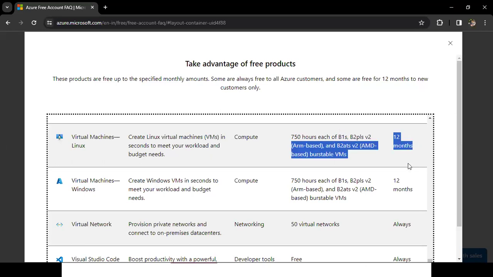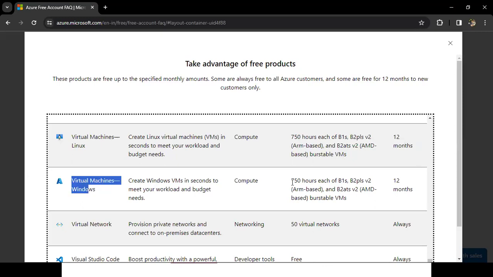12 months. So for Windows, 750 hours, and for Linux, we'll get 750 hours different. So total 750 hours you're not getting. For Linux it's separate, Windows is separate.